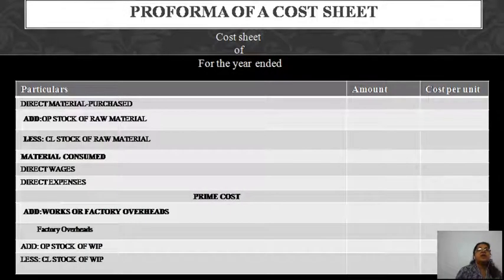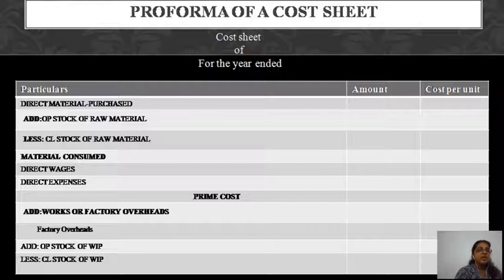Now here we come to the pro forma of the cost sheet. If you see the heading, cost sheet of. Of here means the concern for which we are going to prepare the cost sheet. For the year ended, it is the accounting period for which we are going to prepare the cost sheet. See, I had told you prime cost. The first main component is prime cost.